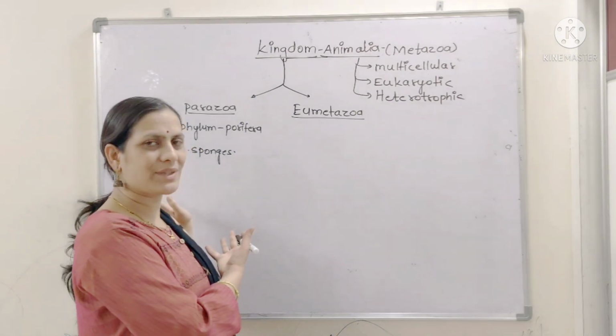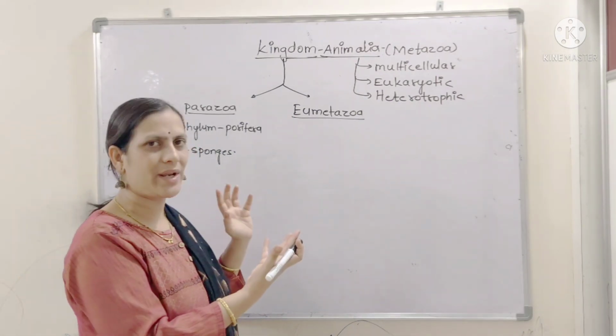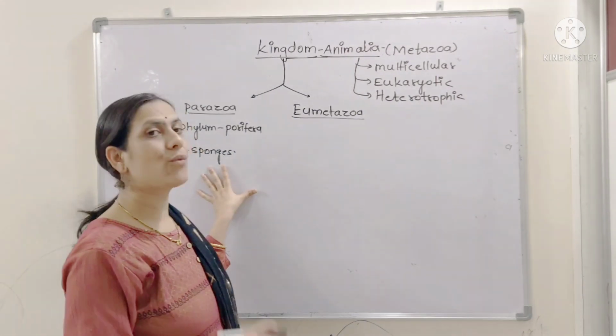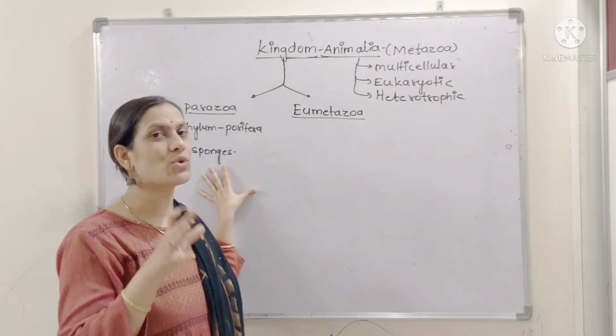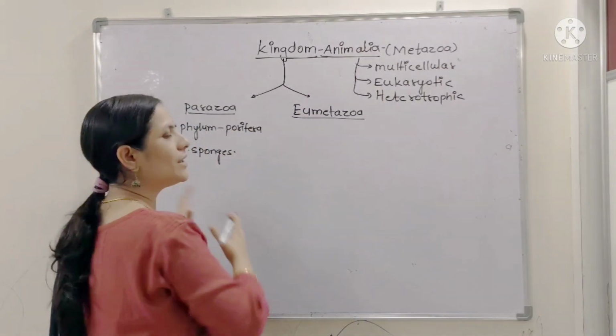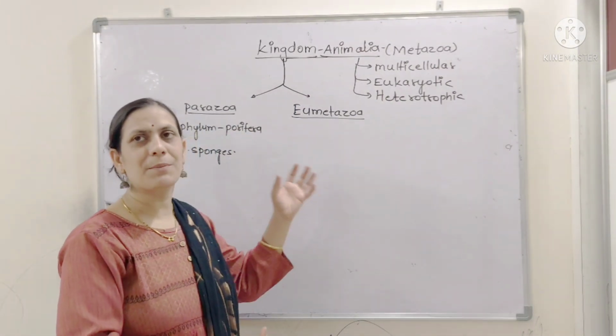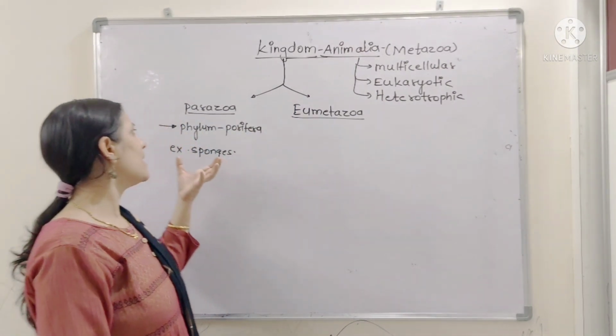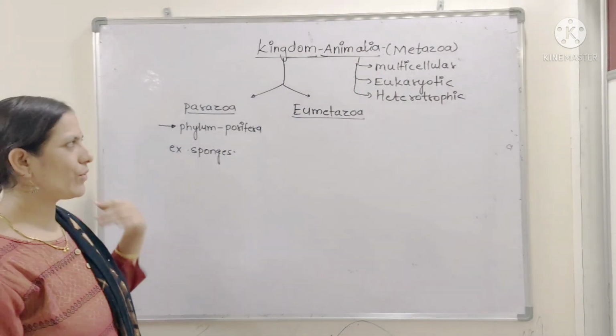But why have we kept them apart from all the other animals? Because they have only cells in their body. There is no tissue formation seen. So they are kept in a different subdivision, subkingdom. You could call it subkingdom Parazoa.